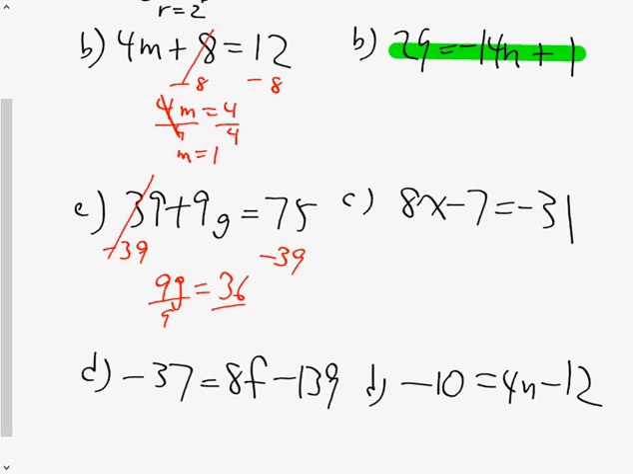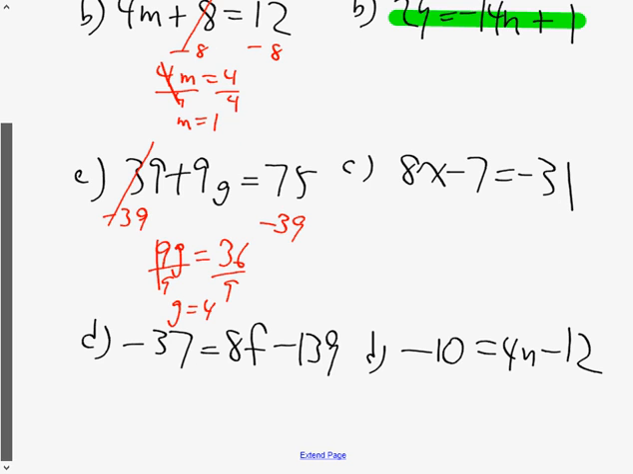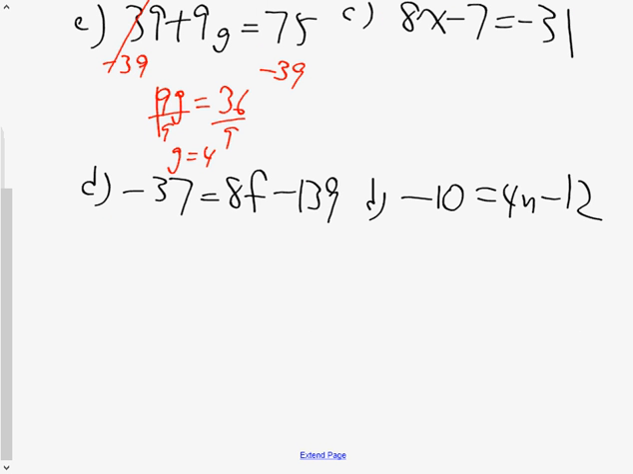Divide both sides by 9, and g equals 4. So far, all of those are grade 8 or grade 7. Nothing with division of negative numbers. And finally, our last question in question 9D, I'm going to add 139 to both sides. I get 102 equals 8f.